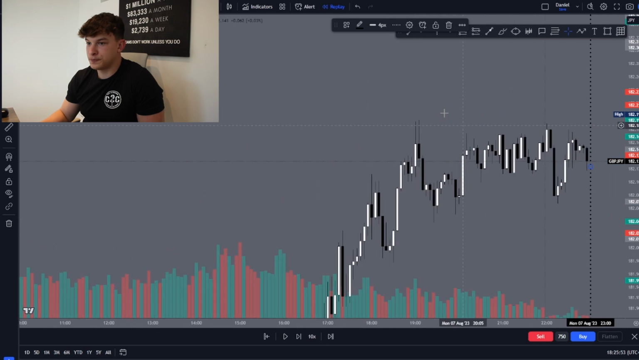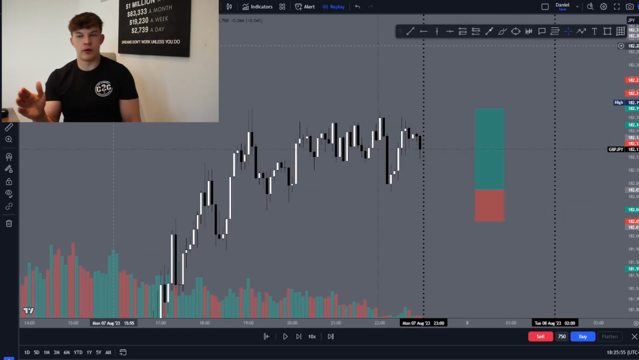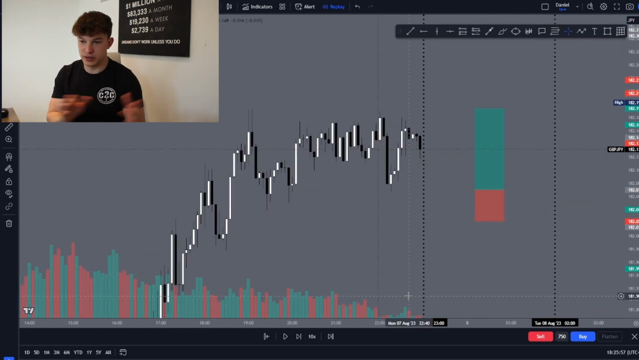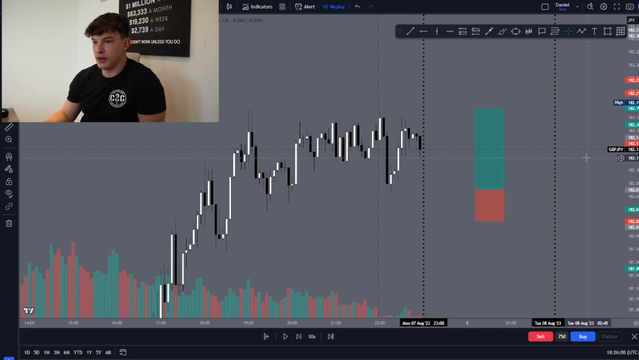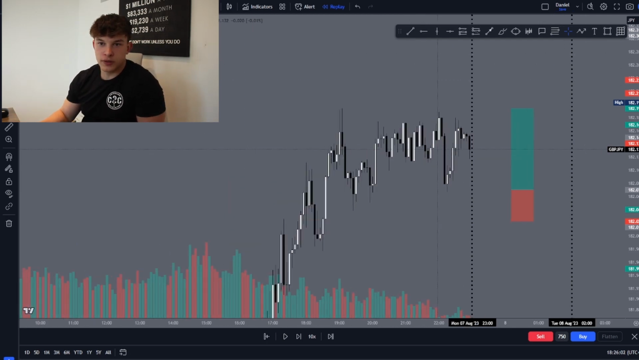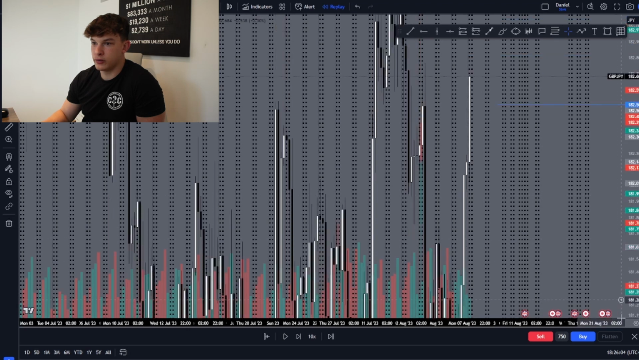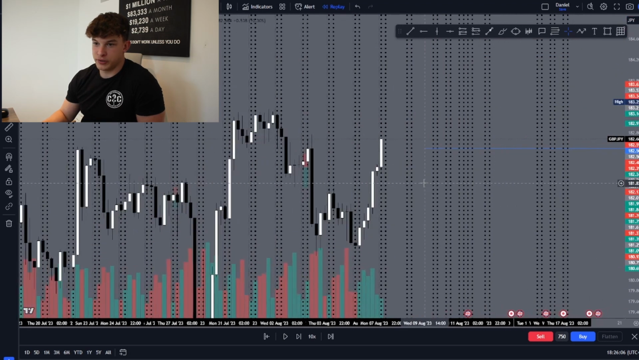the start of the session. So I trade GJ primarily in the Asian session, which is between 11 and 2 AM UK time. So starting on 4 hour, here we have the 4 hour chart.